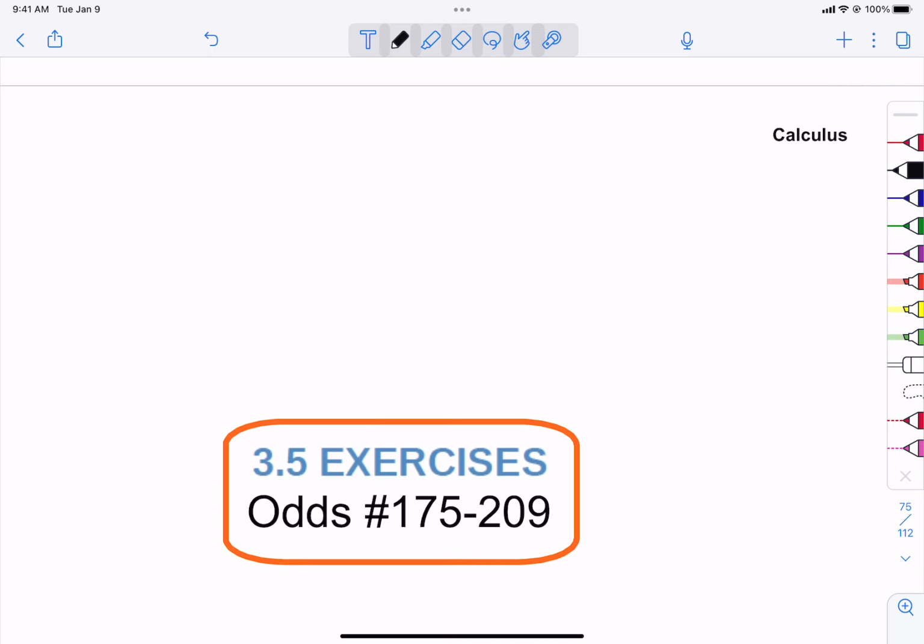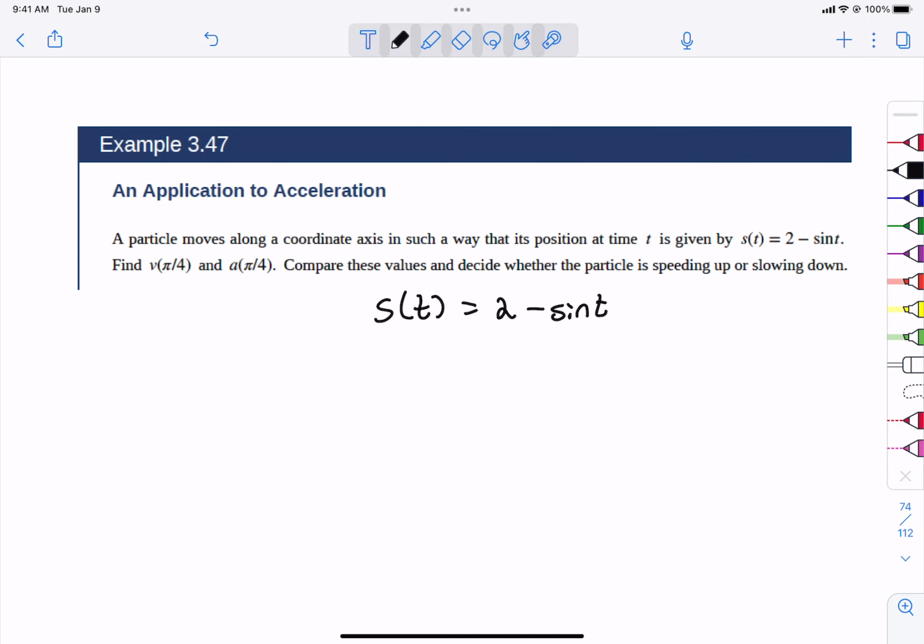Okay, last example. It says a particle moves along a coordinate axis. The position function is given by S of t. We want to know the velocity at pi over 4 and the acceleration at pi over 4. We want to compare these to see if it's speeding up or slowing down. So remember, if they're going in opposite directions, opposite signs, they would be fighting against each other and slow down. Same sign, they would be speeding up in that direction.